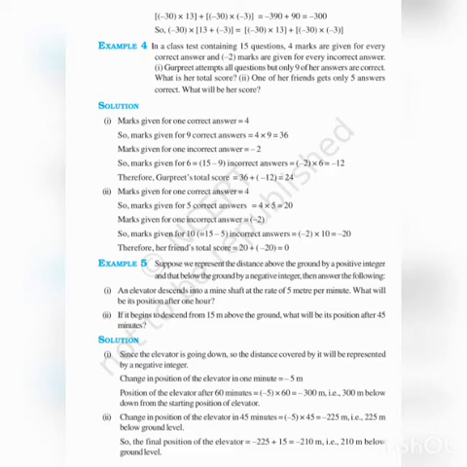Next, example 5 is what? Elevator problem, where if it is going downwards, you will represent it by a negative sign. If it is going upward, you will represent it by a positive sign. You should work out all these problems.